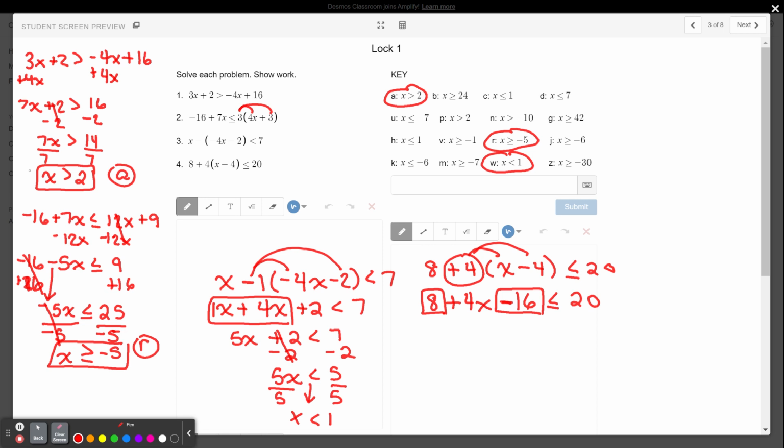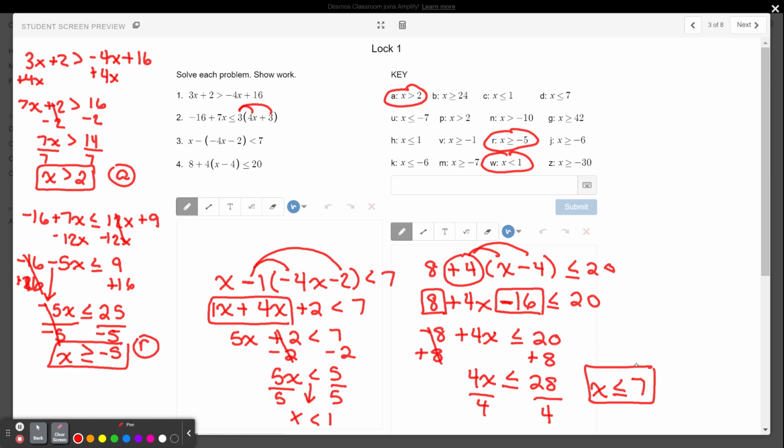So when we're combining, we have to do 8 minus 16, which is negative 8, plus 4x is less than or equal to 20. And now it's a two-step. To undo subtraction, we add. We're going to divide by 4 on both sides. And then we're left with x is less than or equal to 7, which is letter D. So you want to make sure that you put those 4 letters in order.